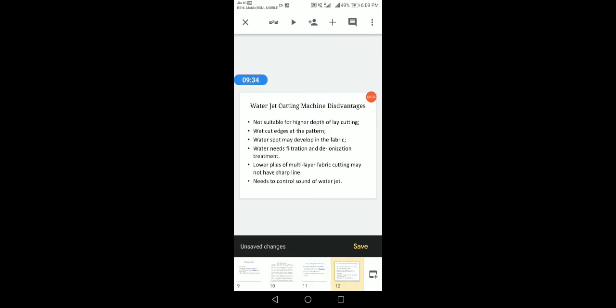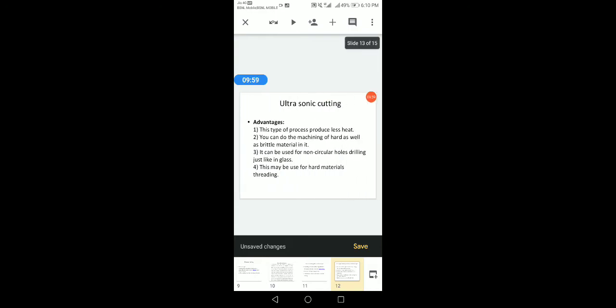Water jet machine disadvantages: not suitable for cutting higher depth of lay, wet cut edges of the pattern, water spots may develop in the fabric, water needs filtration and deionization treatment, lower piles of multi-layer fabric cutting may not have a sharp line, and the water jet needs to be controlled.